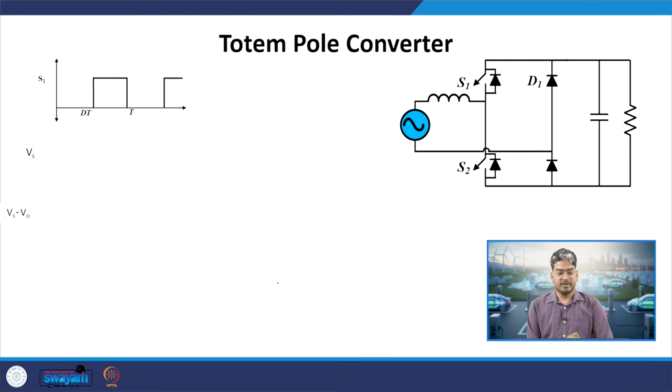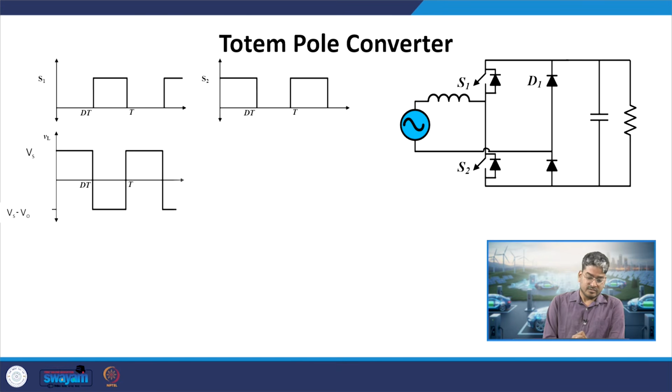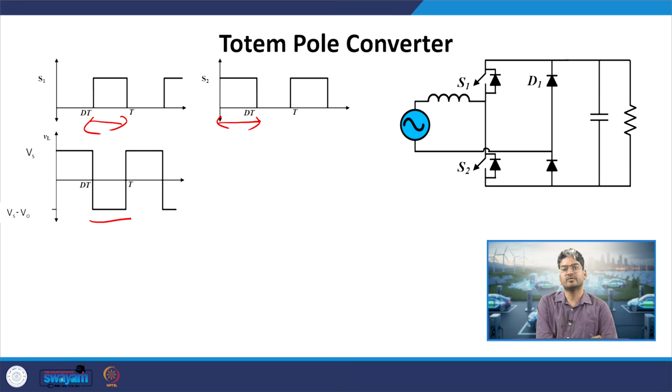Now, let us see some analysis of this totem pole converter. When the switch is on, when S1 is on, what is happening? In the positive half cycle, we have turned on S2 to charge the inductor. So for DT time, the charging time, S2 is on. For the discharging time, S1 is on, and whenever S1 is on, the voltage applied across it is the difference between the input and output voltage, because we have a bridge operation over here.